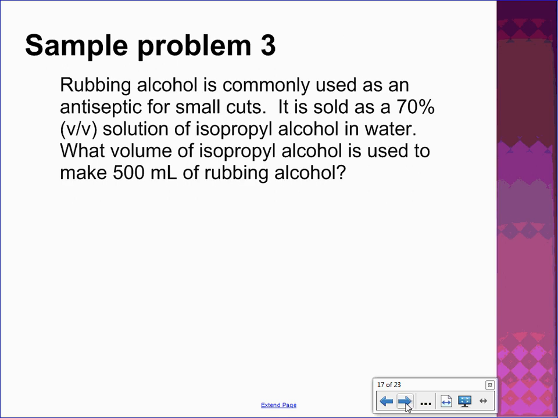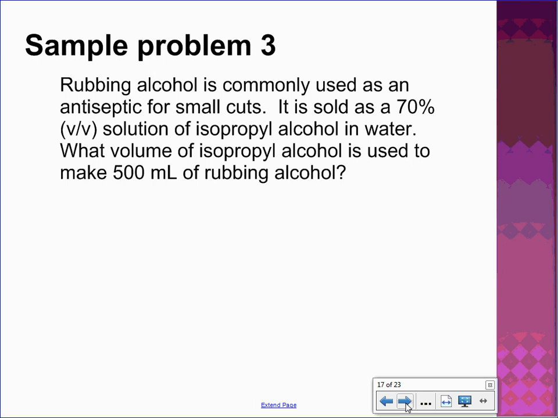So in the following sample problem, we have rubbing alcohol that is commonly used as an antiseptic for small cuts. It is sold as 70% volume per volume solution of isopropyl alcohol in water. And we're asked what volume of isopropyl alcohol is used to make 500 milliliters of rubbing alcohol. So in this particular question, rather than figuring out what our percent volume is, we have to figure out how much of the rubbing alcohol we need to make a 500 milliliter solution.